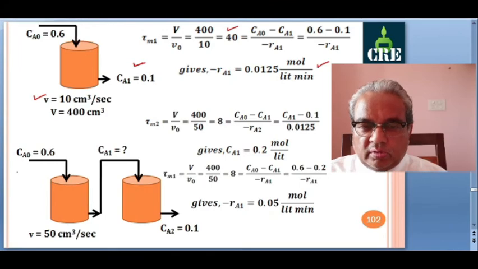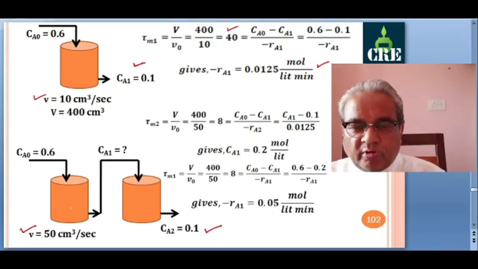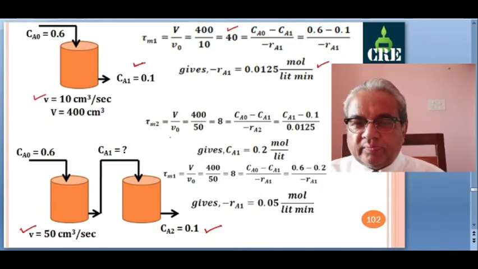Now we know that if we operate at 50 centimeter cube per second, in both the reactors tau will be the same, and we get the color indication at the exit of the second reactor when we operate at this rate. So tau m2 will be 400 by 50, that is 8. 400 by 50, 8 seconds. Ca0 minus Ca1.